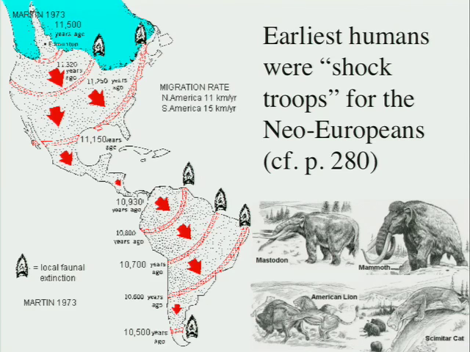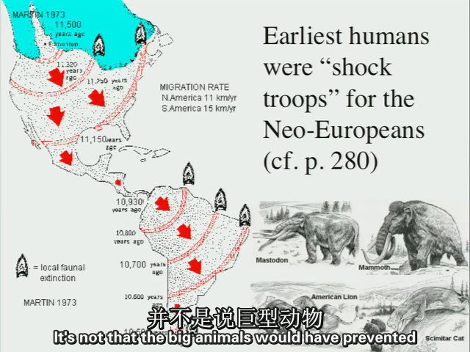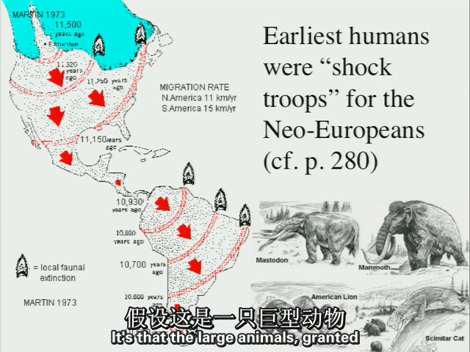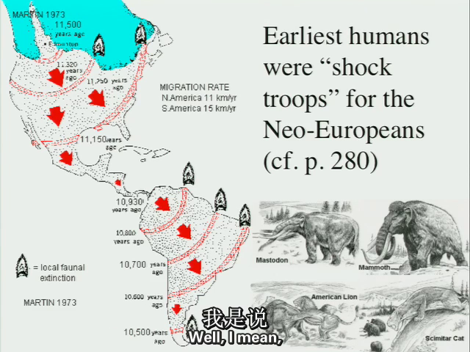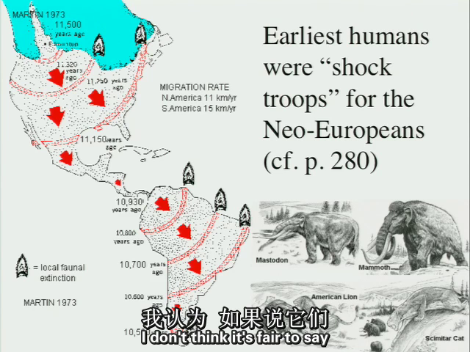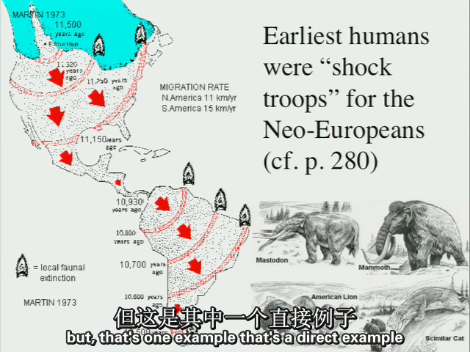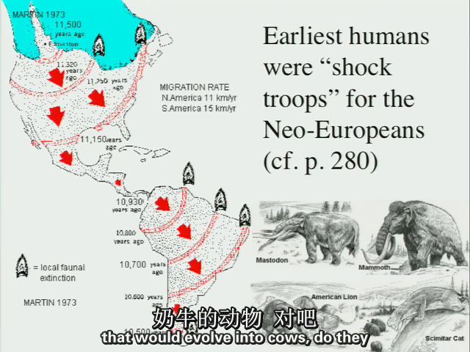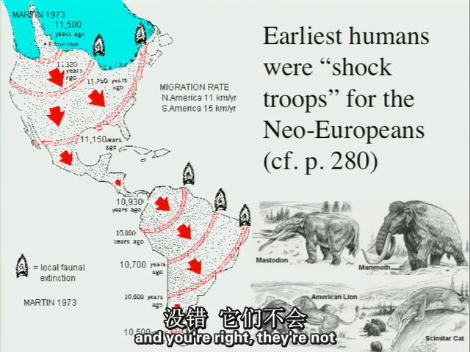Yeah. Why would big animals have prevented livestock and domestication from happening? It's not that big animals would have prevented livestock and domestication. It's quite the opposite. It's that the large animals, granted, elephants are a partially domesticated species in parts of Asia, right? I don't think it's fair to say they're fully domesticated, but that's one example. These don't look like the kinds of animals that would evolve into cows, do they? And you're right, they're not.